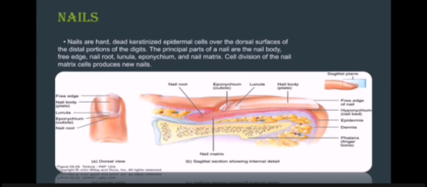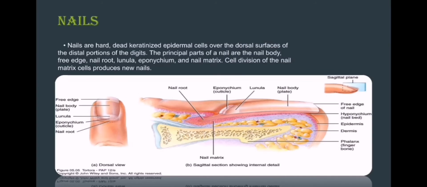Eponychium, the thickened layer of skin at the base of a fingernail. Pero the eponychium and the cuticle are different from each other. Kasi ang eponychium is binubuo ng live skin cells, while in the cuticle is the dead skin cells. And then the last one is the nail matrix, area where the nail starts to grow. It creates new skin cells na nag-push palabas sa old nail.